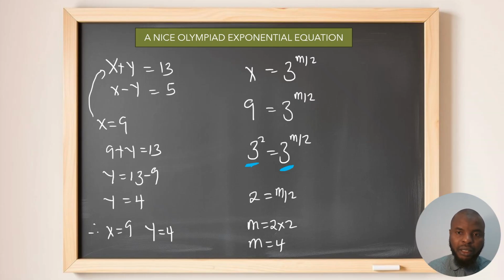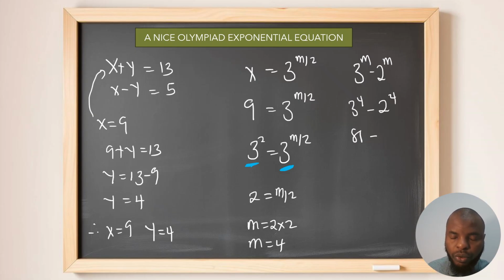And you can check. If you go back to the given equation, which is 3 to the power of m minus 2 to the power of m, 3 to the power of m is 3 to the power of 4 minus 2 to the power of 4. So 3 to the power of 4 is 81. 2 to the power of 4 is 16. If you subtract it, we still have 65.